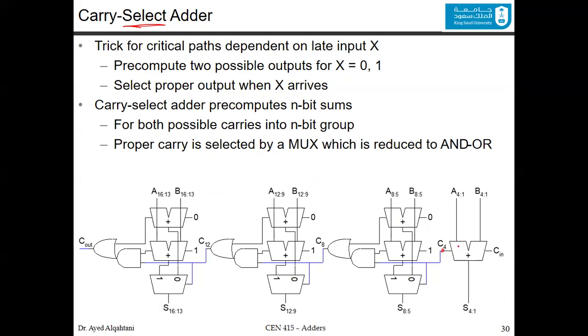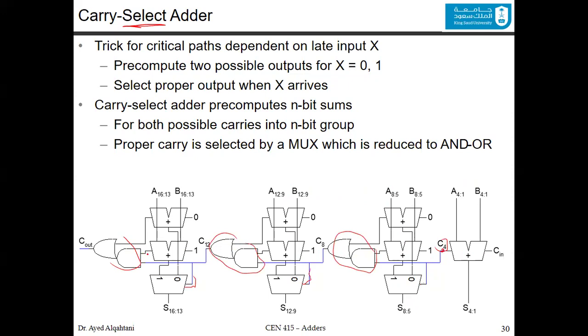So what we do here, at the time when C4 is available, the only thing that we're doing is just the multiplexer. So if C4 is 0, you get the result from here. If it is 1, then you get the result from here as the sum. Similarly for this one, and similarly also for this one. And notice the ripple here. We have a ripple between the groups. We have 4 groups, and between the groups, we are actually rippling.